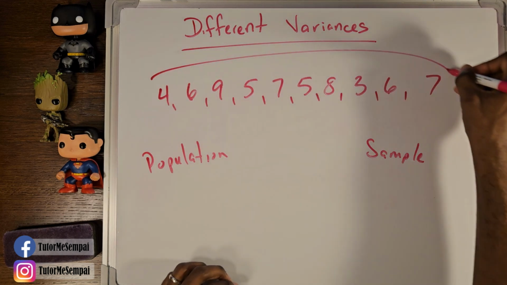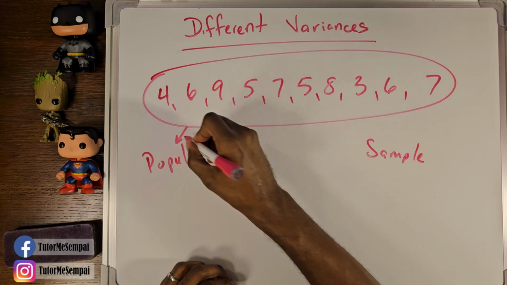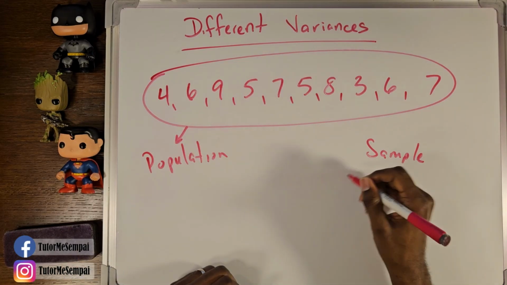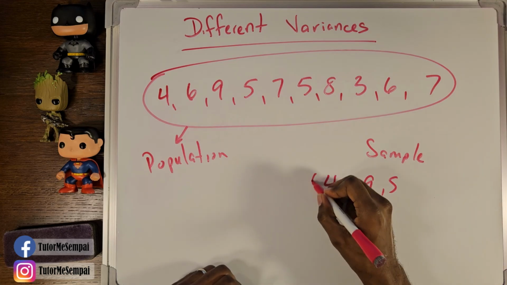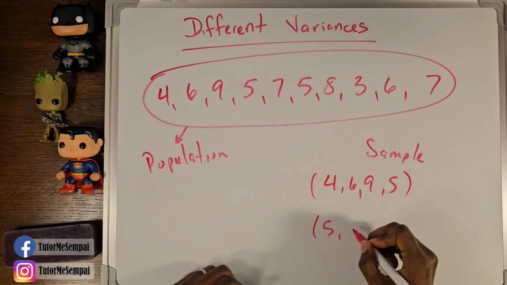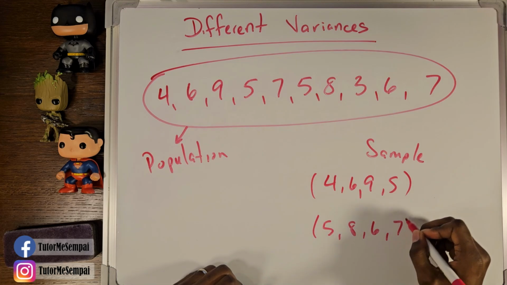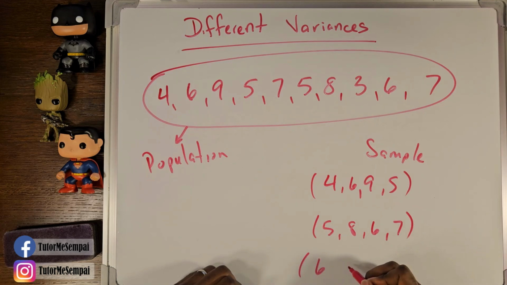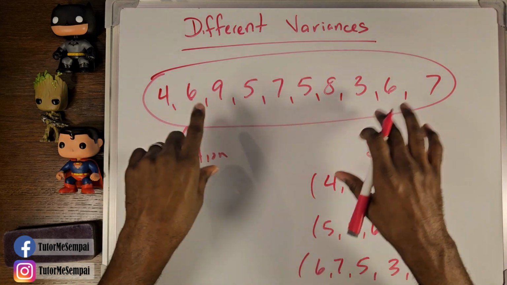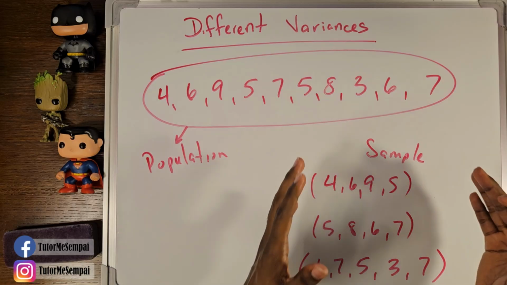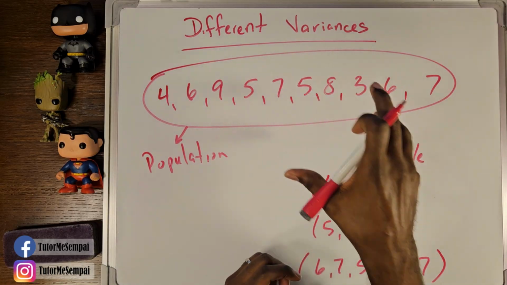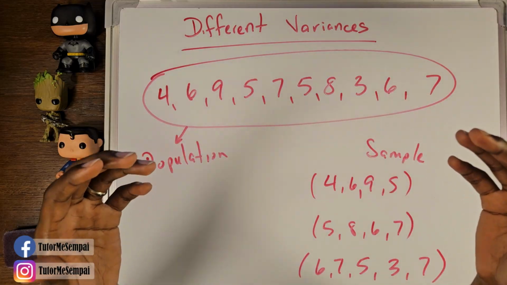To give you an example, if this was your population, a sample could be 4, 6, 9, 5. It could be 5, 8, 6, 7. It could be 6, 7, 5, 3, 7. It doesn't really matter as long as you have some part of this overall population, a smaller number of them, that can be your sample. You're just taking out a smaller subset of the full population.